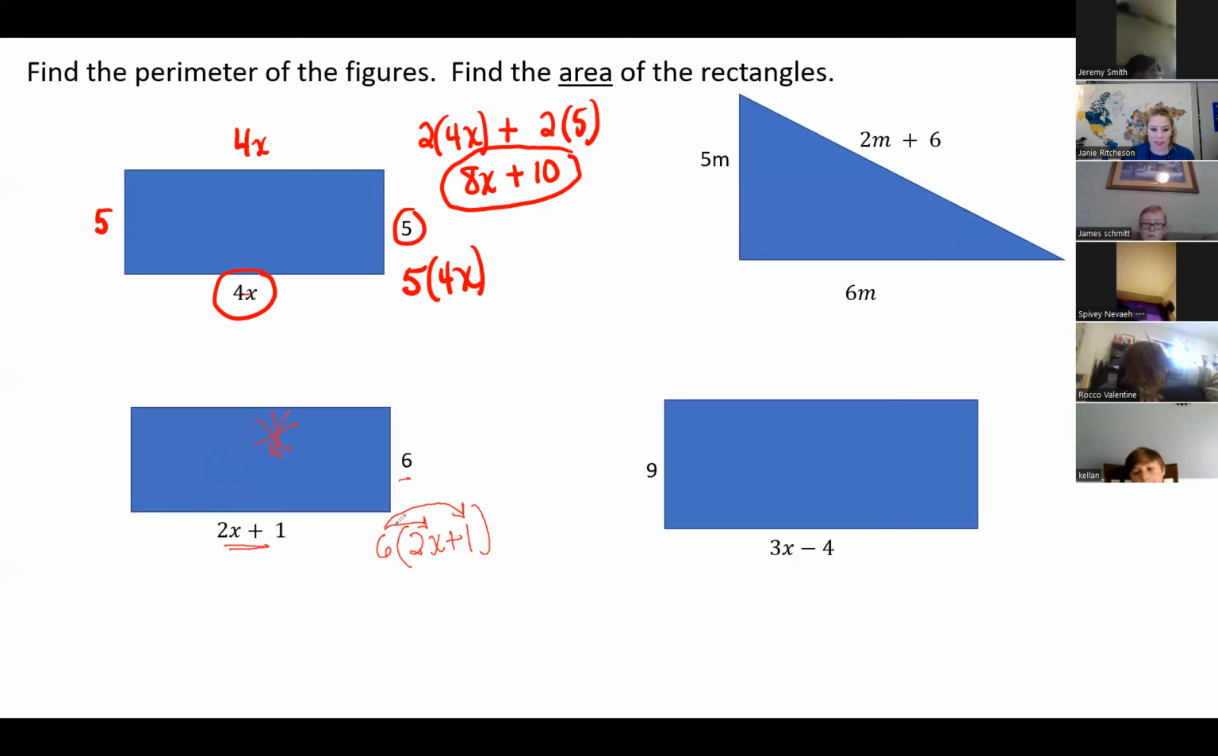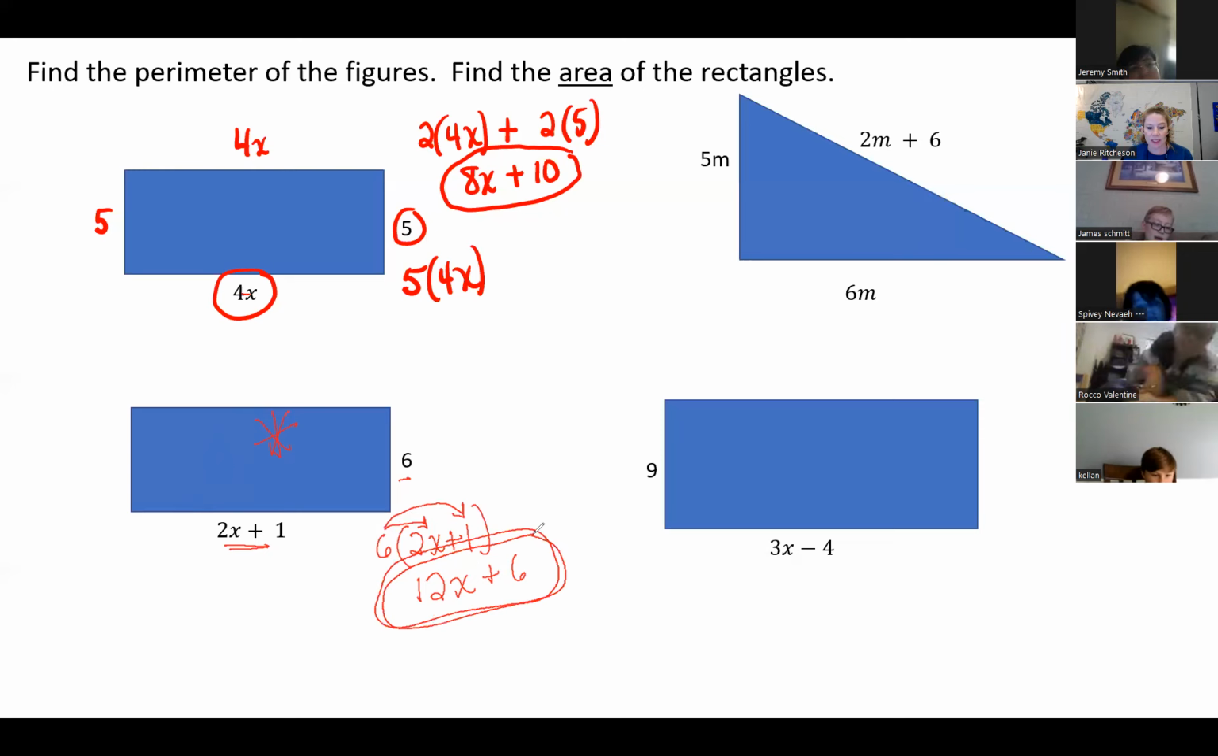All right. So 6 times 2x is 12x. And 6 times 1 is positive 6. This is the answer, guys. Right here. This is the answer. All right. Who is not following? Who is totally confused?